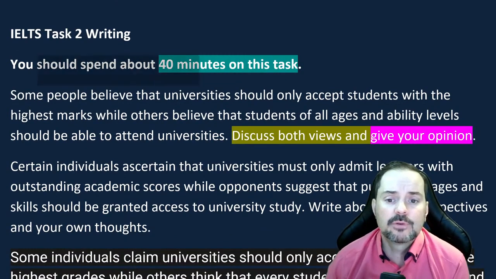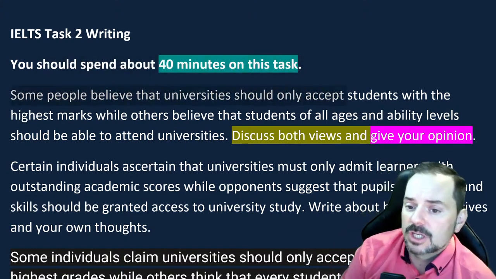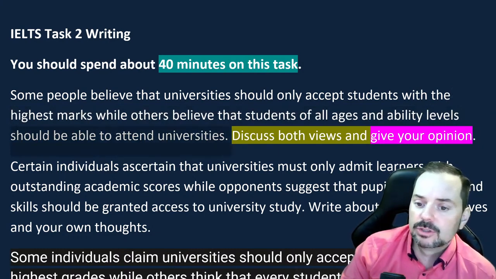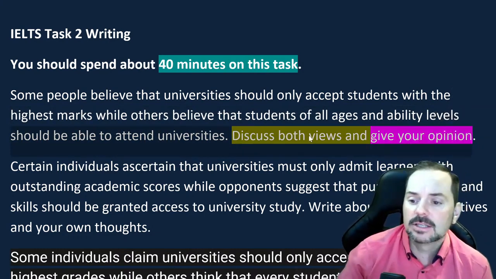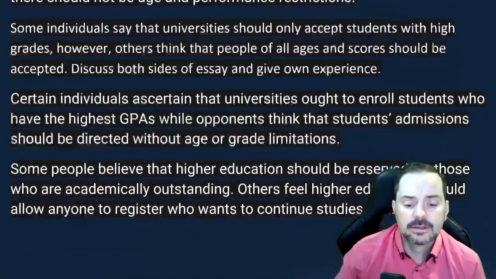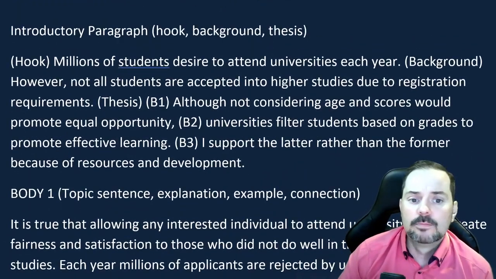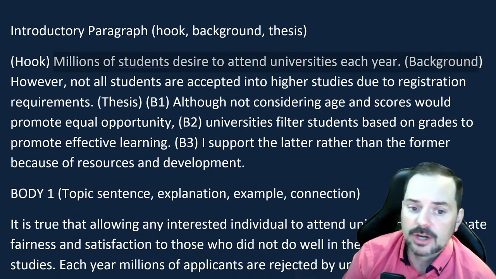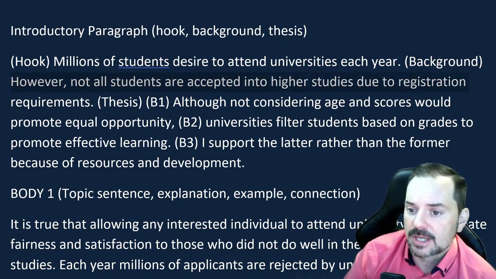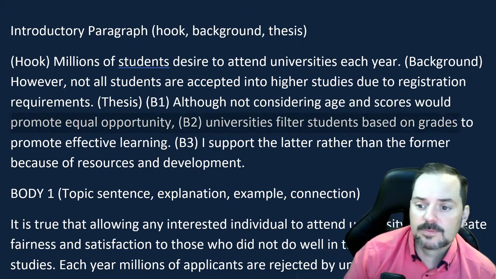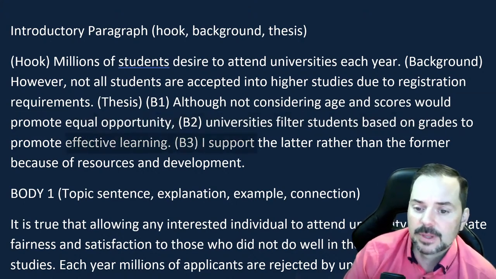Here we go. So spend 40 minutes on this task. Some people believe that universities should only accept students with the highest marks, while others believe that students of all ages and ability levels should be able to attend universities. Discuss both views and give your opinion. Okay, here we go. So millions of students desire to attend universities each year. However, not all students are accepted into higher studies due to registration requirements. Although not considering age and scores would promote equal opportunities, universities filter students based on grades to promote effective learning. I support the latter rather than the former because of resources and development.